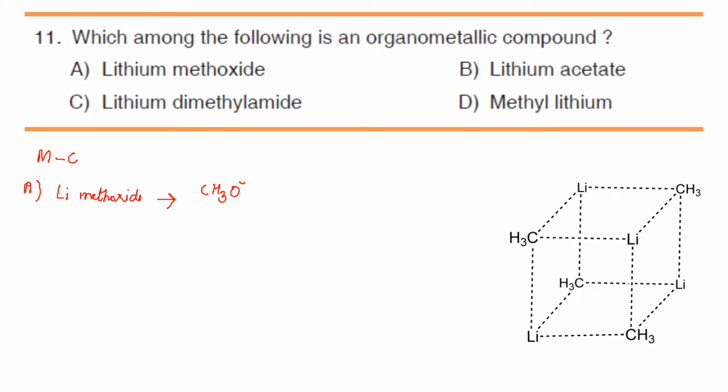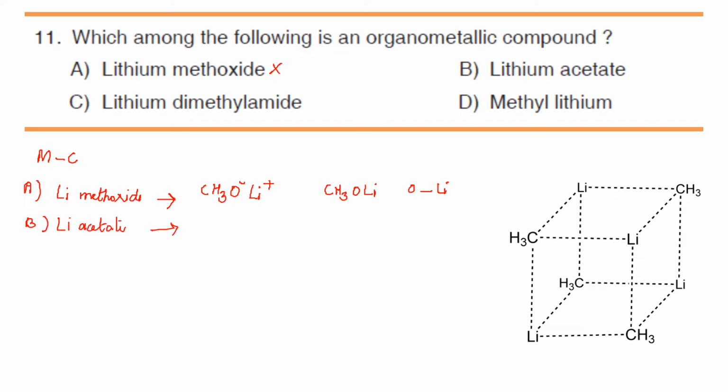So in order to stabilize that, you need a positive ion, which is lithium ion. So this is the structure of lithium methoxide, or else you can write it in the form CH3OLi. So probably you will be having an oxygen lithium bond, but the carbon atom is not bonded to lithium. So you can rule out this option because it's not an organometallic compound. Now moving on to option B, which is lithium acetate.